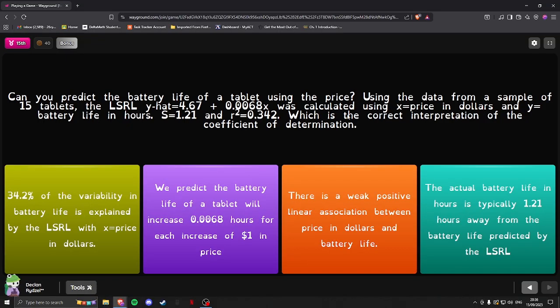Okay, so this question, which is the correct interpretation of the coefficient of determination. Well, there's only one of these answers that actually has a coefficient of determination, and it's this one. So it's that 34.2%, which matches that r squared value right there. But looking at this one, 34.2% of the variability in the battery life is explained by the least squares regression line with x equals price in dollars. That is the correct answer. You can tell because, again, this percentage matches the r value, and because of the description of this. This is the definition of an r squared value. Some percent of the variability in something is explained by the least squares regression line with relation.